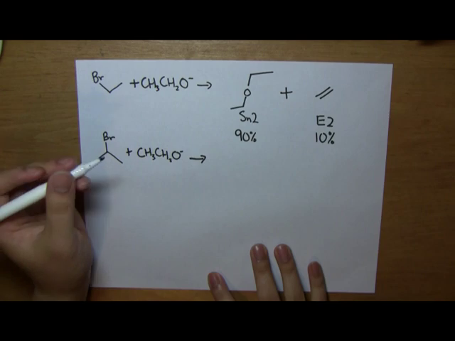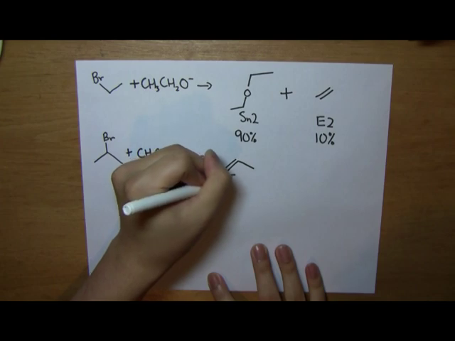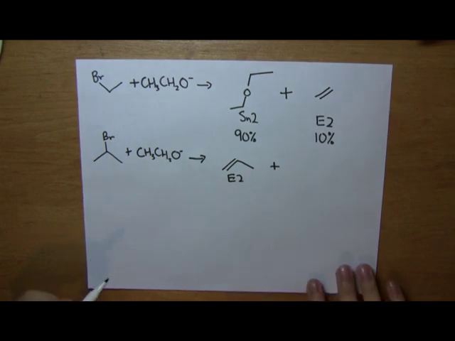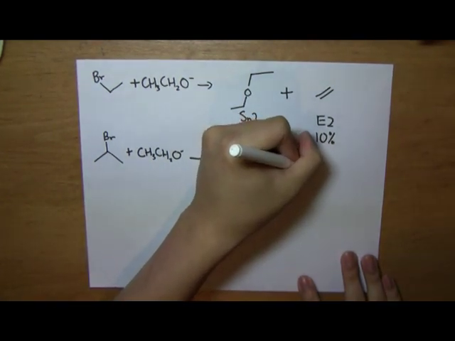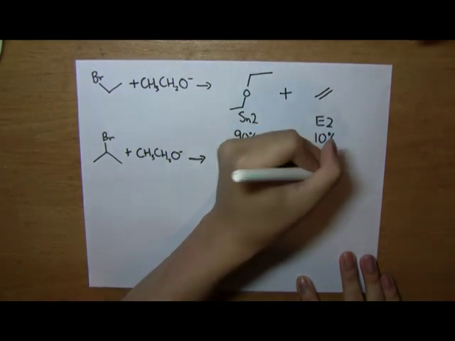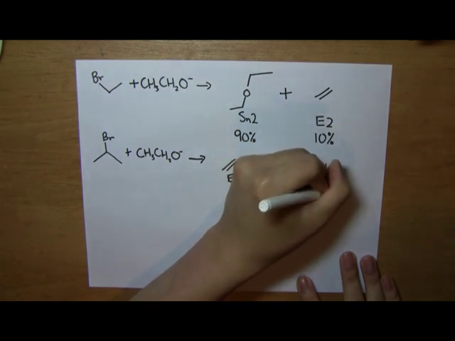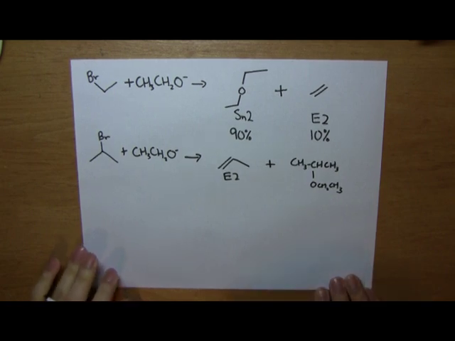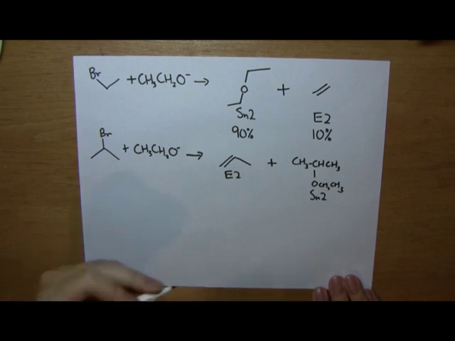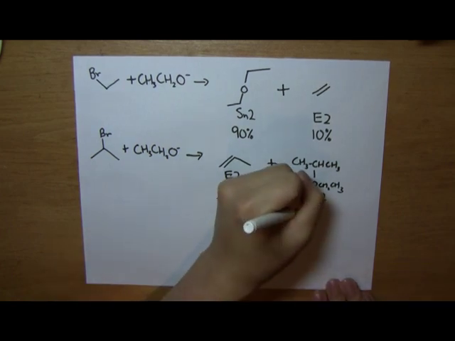So what would we get? We first get propene from an E2 mechanism. We also get, to a small extent, the substitution product, which would be this. Now the ratios in this case would be about 79% from elimination and about 21% from substitution.